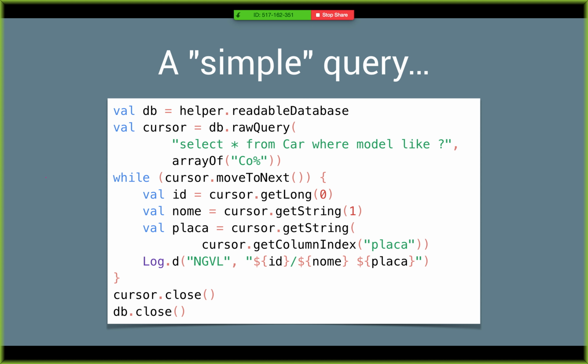A simple query starts to make things harder, because you have to call db.rawQuery or db.query, but I prefer rawQuery because it's more direct. So I have here select from car where model like question mark, and in this sample I want all the cars that start with CO. And this call to db.rawQuery returns a cursor that is a result set with the values of each column. And I have to use a while loop to iterate over this cursor. If I'm doing a mapping between the table and an object, I have to fill this object with the values that I retrieve from the cursor. And I also have to close the cursor after using it.